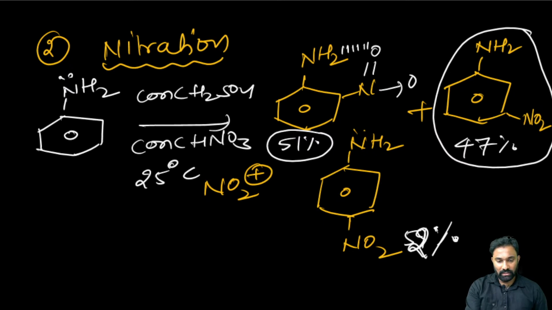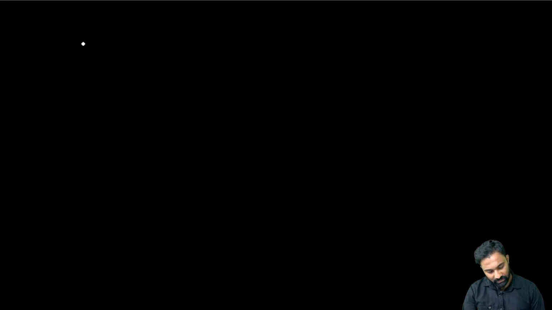Now to get only the mono substituted products, like the ortho substituted and the para substituted nitro groups, what do we have to do? Again, we have to do acylation. First we have to do the acylation, followed by the nitration. If you do, you will get the mono substituted products. Next one. Yes. Good.